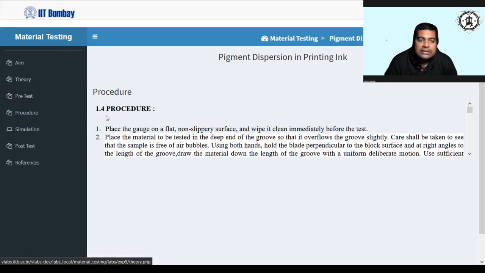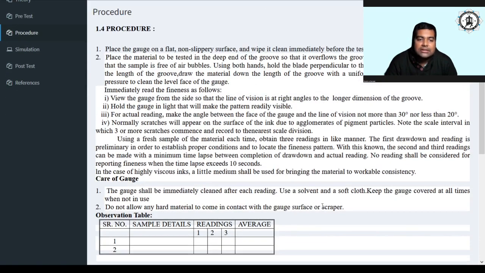Then let us take a look at the procedure also. Let us go through the procedure here for a minute. Place the gauge on a flat non-slippery surface and wipe it clean immediately before the test. Place the material, here the paste, to be tested in the deep end, that is the other end, away from your end of the groove, so that it overflows the groove slightly. Care shall be taken to see that the sample is free of air bubbles.